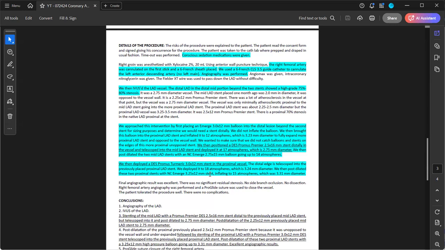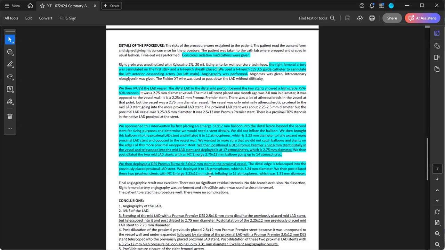When we go down to the next paragraph, the physician says, we approached this intervention by first placing an Emerge balloon in the distal lesion beyond the second stent for sizing purposes and determined we would need a stent distally. We then brought this balloon into the proximal LAD stent and inflated it to 12 atmospheres. Then from there, it goes on to say, we then positioned a DES Promus Premier stent distally. This is your drug-eluting stent in the vessel, and telescoped into the mid-LAD stent and deployed it there. Then it says it post-dilated the 2 mid-LAD stents with the Emerge balloon.